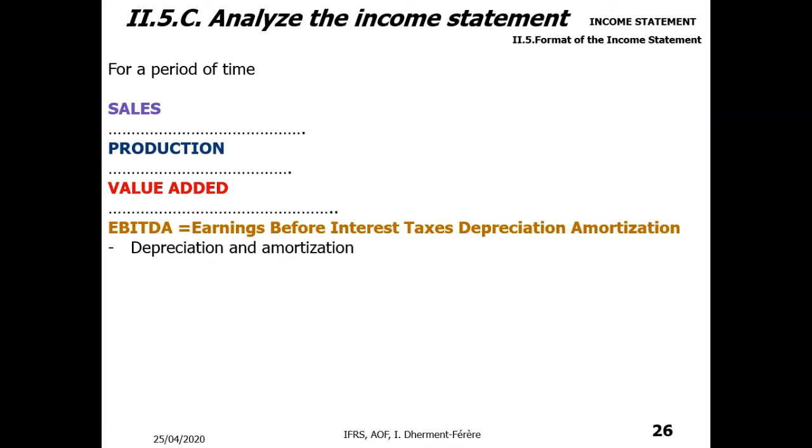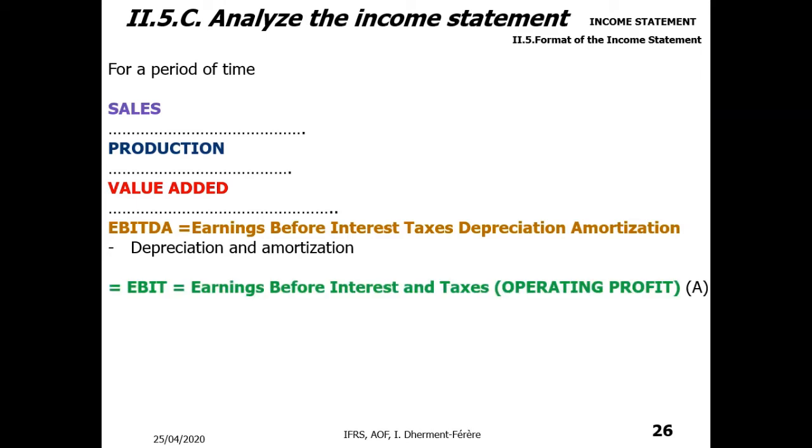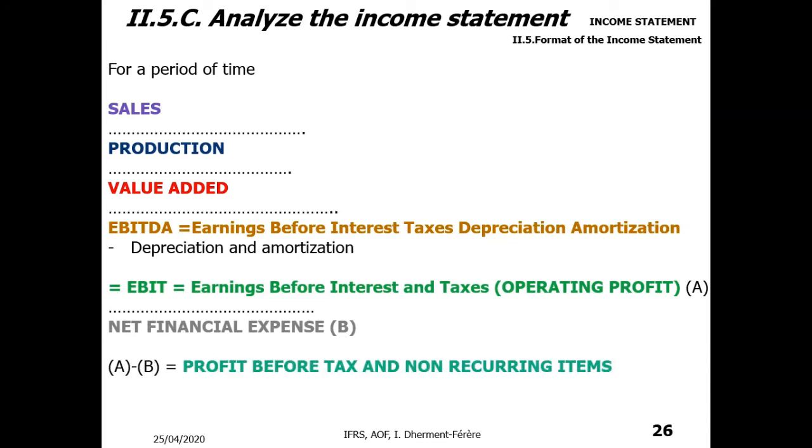minus depreciation and amortization equals EBIT, earnings before interest and taxes, which is the same as operating profit. Net financial expense. Operating profit minus net financial expense equals profit before tax and non-recurring items, equals net income, or net profit or loss.